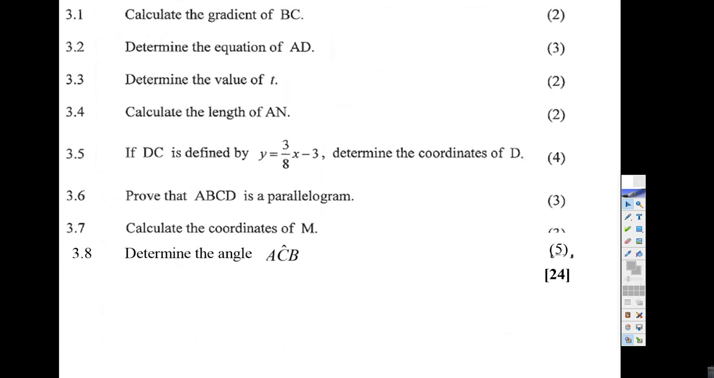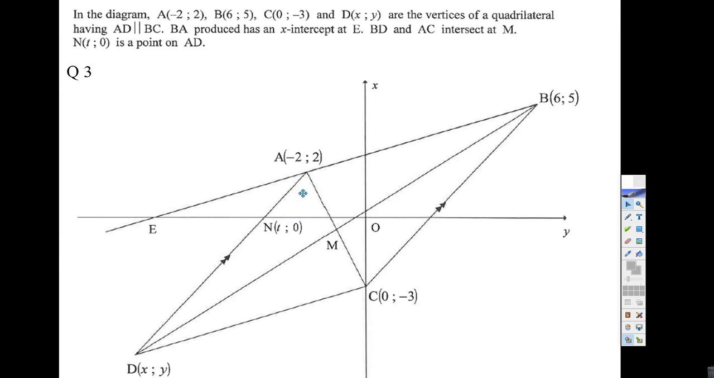Now the next question, let's take a look. Determine the equation of AD. Well, let's look at AD, the equation of this line AD. We don't know x and y, but hey, we know that BC and AD are parallel. So the gradient of BC will be the same as the gradient of AD. And we just got the gradient of BC. It was 4 over 3.